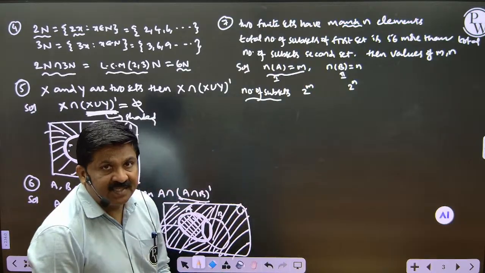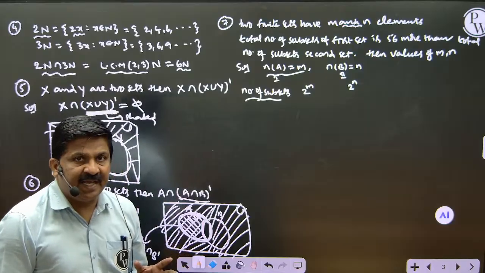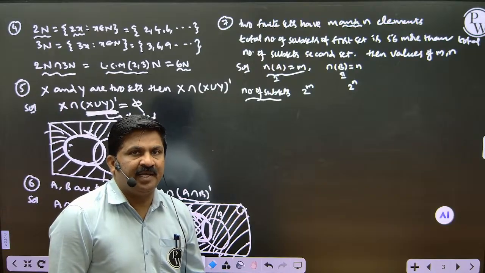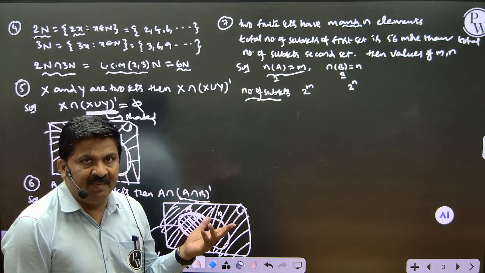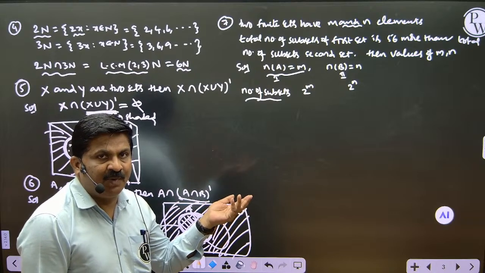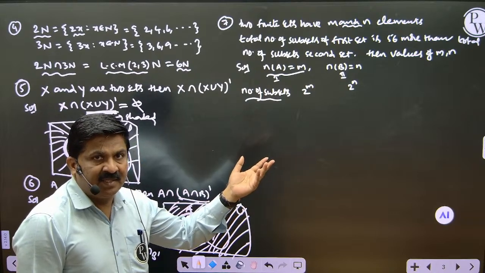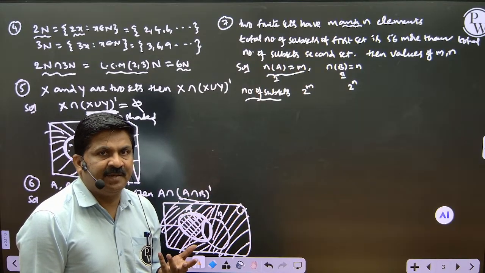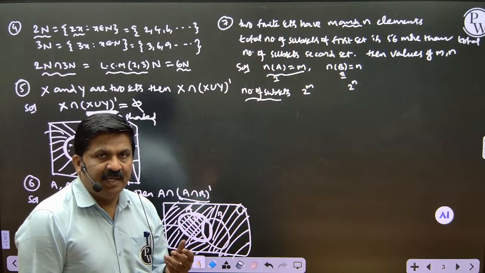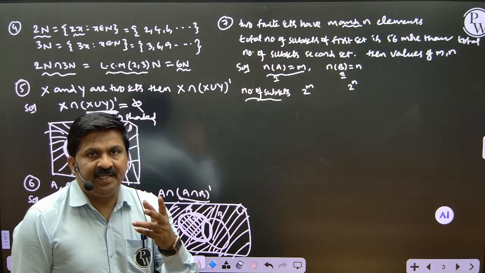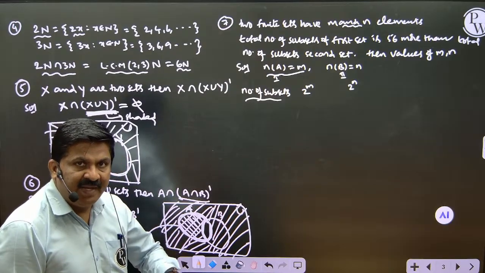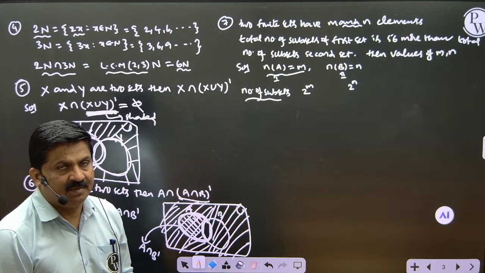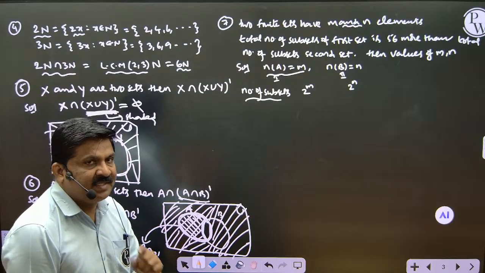So what is the formula? If set A has n elements, then the number of subsets is 2 power n. Similarly, set A has m elements, so the number of subsets is 2 power m. Set B has n elements, so the number of subsets is 2 power n. But the number of proper subsets is 2 power n minus 1. The improper subset is only one, that is the set itself. Except the set itself, the remaining are proper subsets.